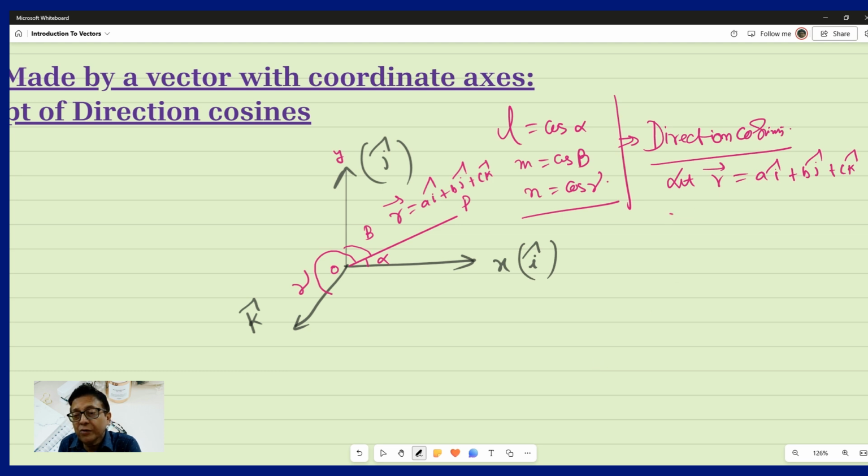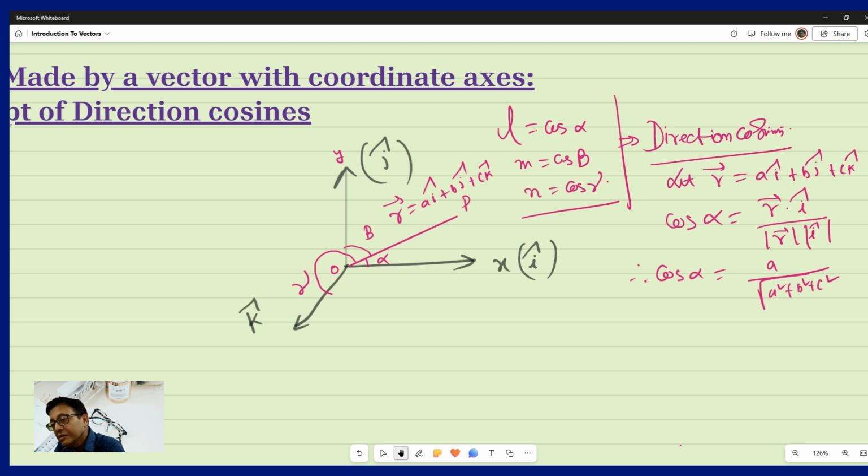Then how to find cos alpha? Cos alpha will be, by the dot product definition you know, R dot I by mod R mod I. So cos alpha is what? R dot I, how to find? R dot I is what? A only. Mod I is what? So one direction cosine is found. This is equal to L.